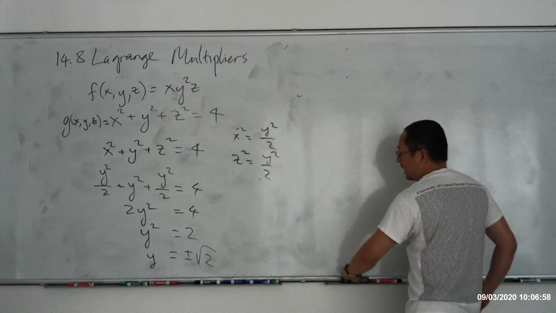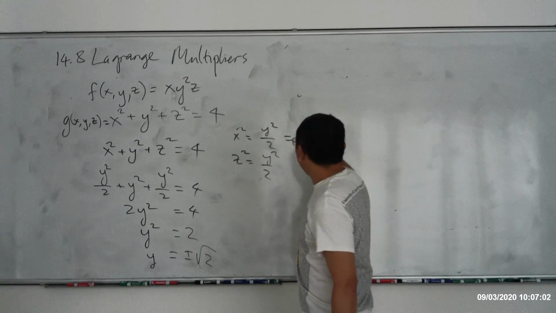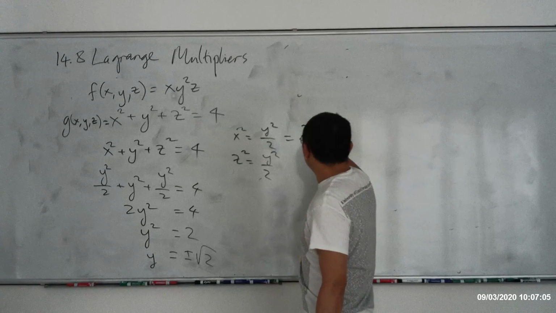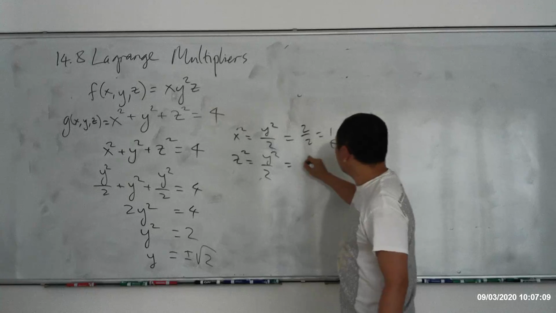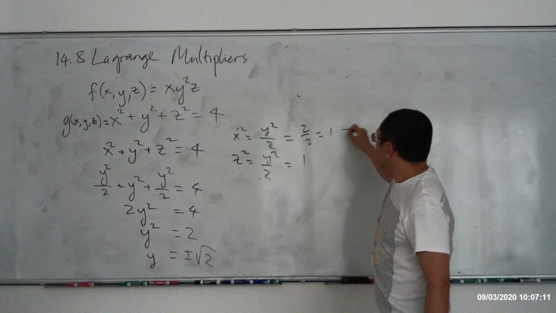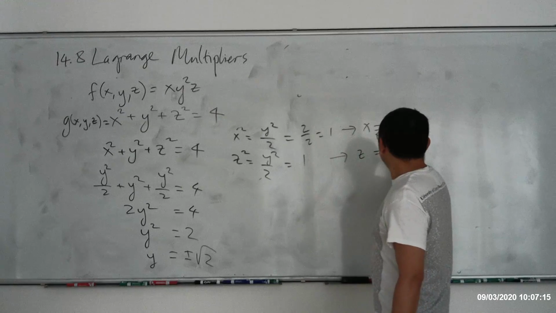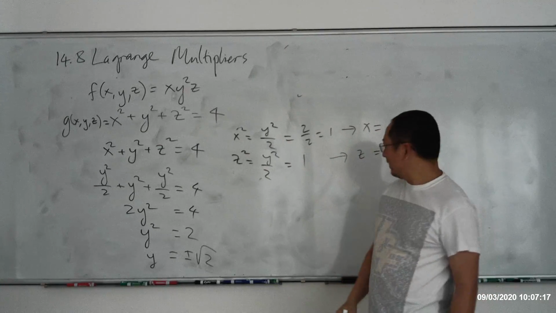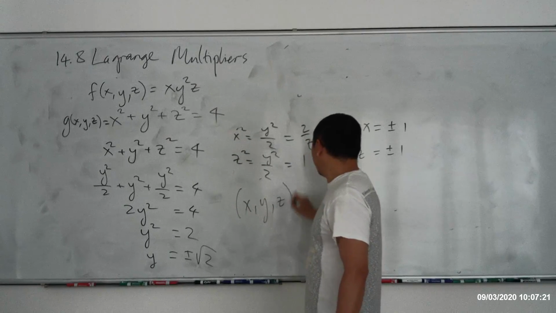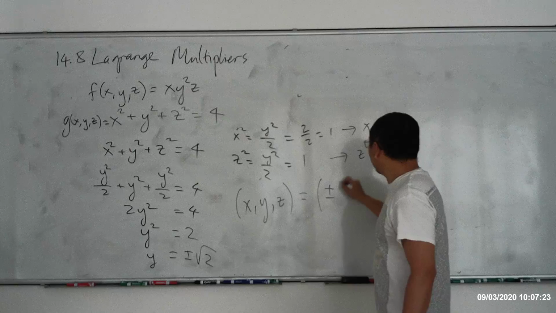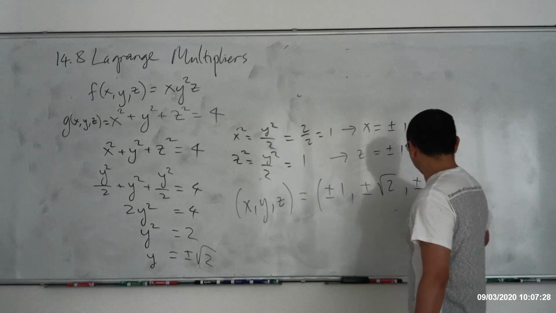We have to solve for x and z as well. So you know that y squared equals 2, right? So x squared equal to y squared over 2 is 2 over 2 equal to 1. And same thing, z squared is y squared over 2. 2 over 2 is 1 again. Okay? So x is plus or minus 1, and then z is plus or minus 1. Okay? So x, y, z could be plus or minus 1, plus or minus square root 2, and then plus or minus 1.